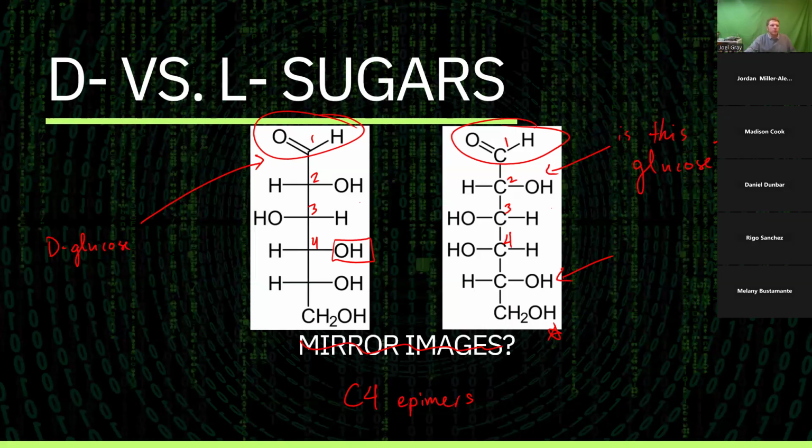An epimer is a unique term to describe sugars that are related or similar in structure to one another, but they only have one difference. So here, this is an example of a C4 epimer.